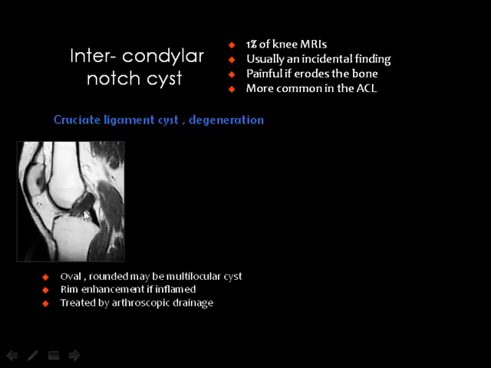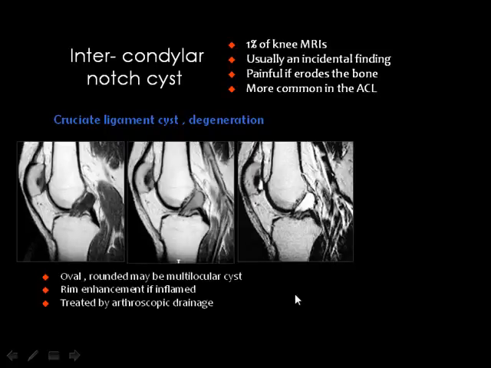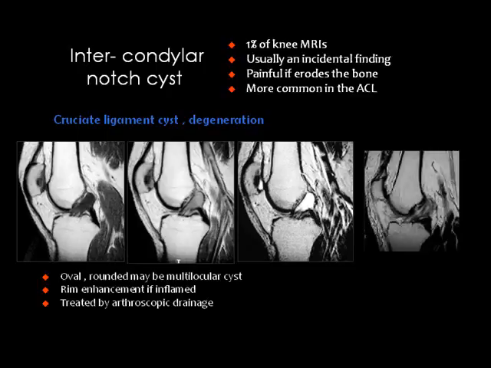Then what do you think about this ACL? It's swollen, but if you look at the T2 weighted image, you will see pure fluid signal. This is not a tear and not mucoid degeneration. This is a cyst of the ligament. It's known as intercondylar notch cyst or cruciate ligament cyst. It's different from tear and is different from mucoid degeneration.